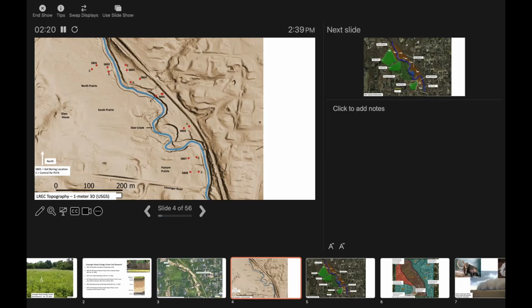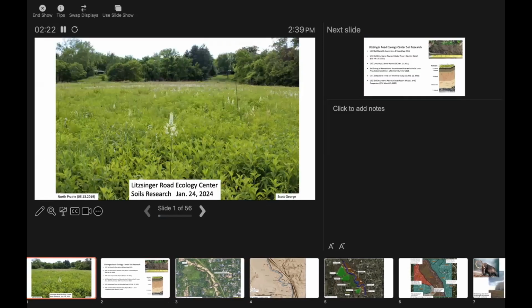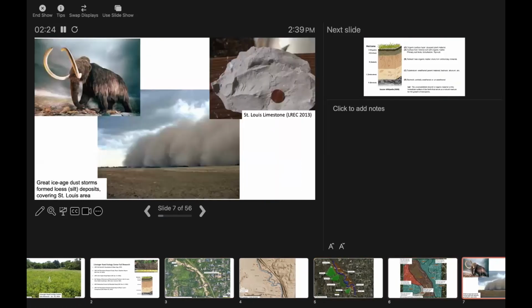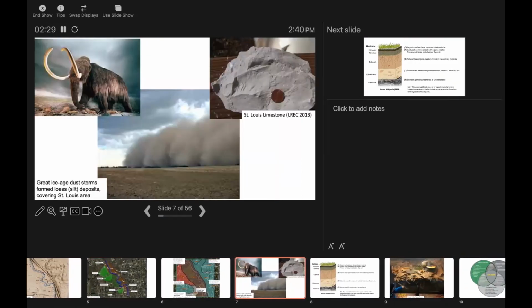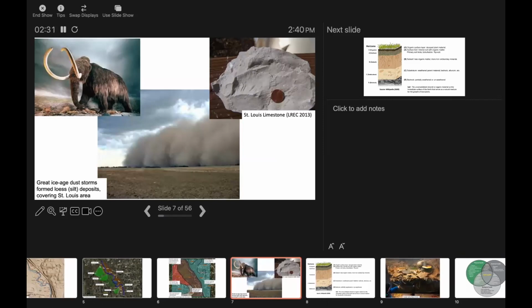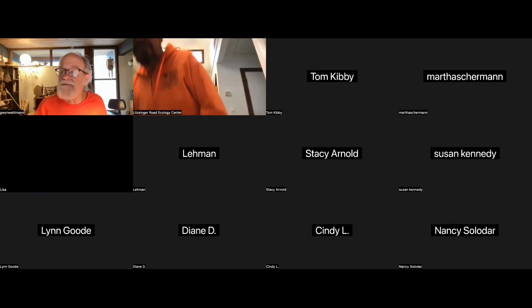Any other questions? I think we should definitely talk about mastodon poop. No, it's part of your soil. So, I mean, anyway, no, I didn't have any questions.